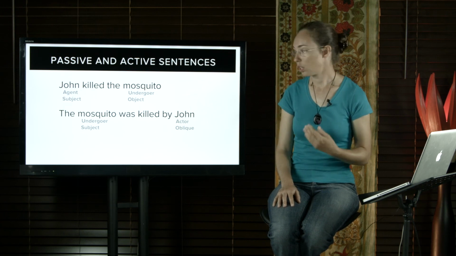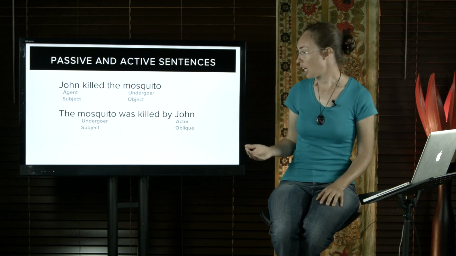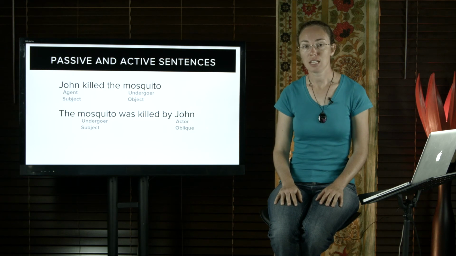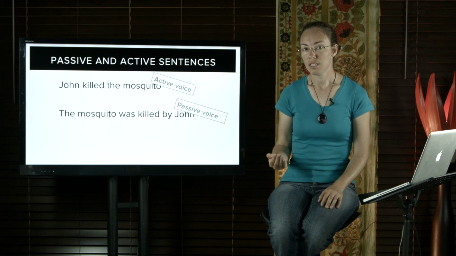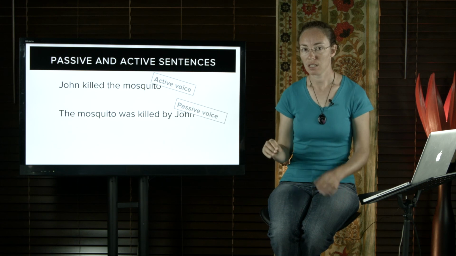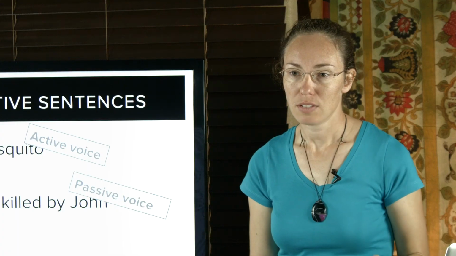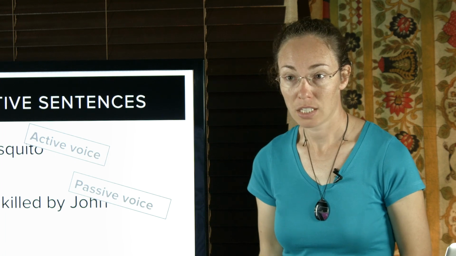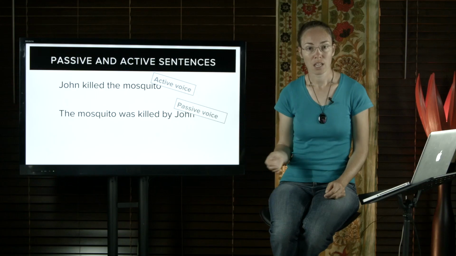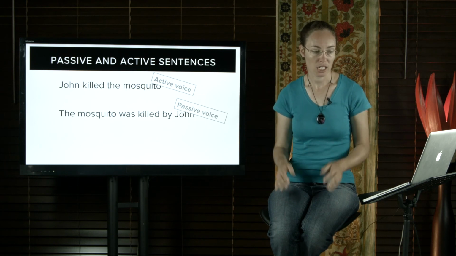The sentence, John killed the mosquito, is in active voice, but the sentence, the mosquito was killed by John, is in passive voice. Active sentences are more basic than passive sentences because the actor is the subject. They're functionally more basic and they're grammatically less complicated. Passive sentences are grammatically more complicated. They have an auxiliary verb, be, actually also often they have got as well, and the actor is in a prepositional phrase with by instead of just being a noun phrase.